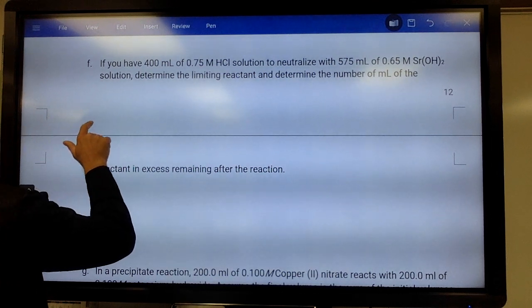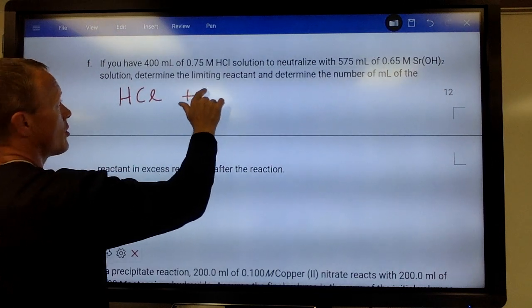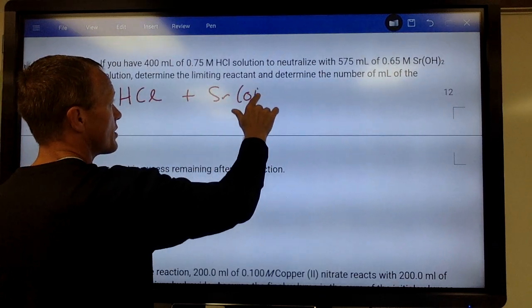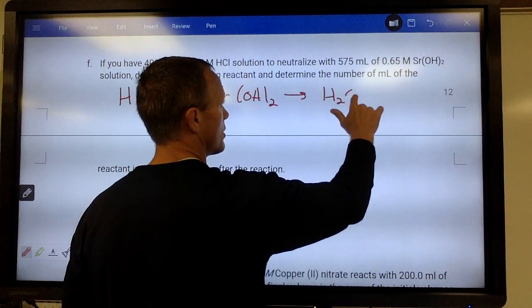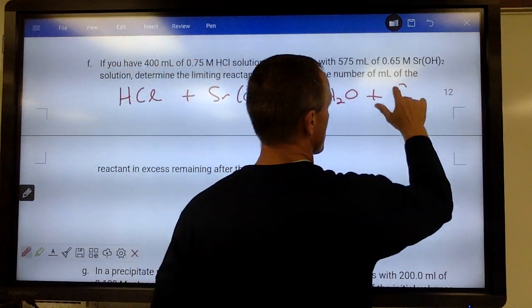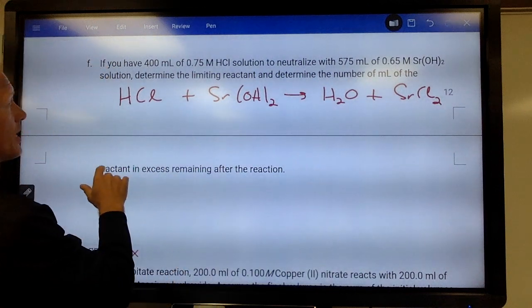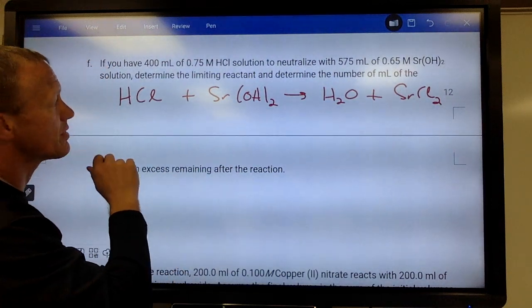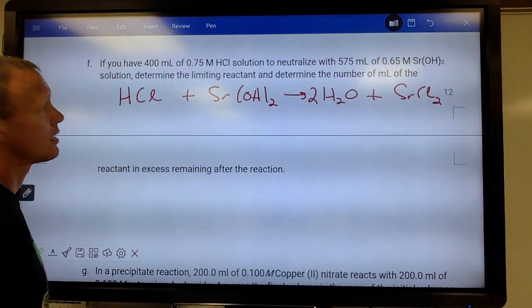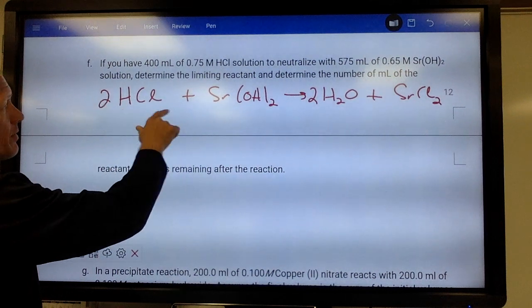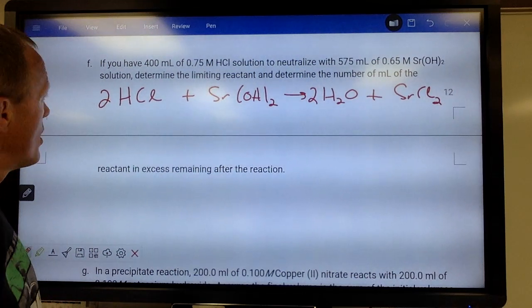So we have HCl plus strontium hydroxide. You could do the net if you wanted to. Makes water plus strontium chloride. If we balance that, we have to put a 2 in front of our water, and a 2 in front of our HCl. That gives us 4 hydrogens, 2 oxygens, 2 oxygens, 2 chlorines. All right, we're good there.